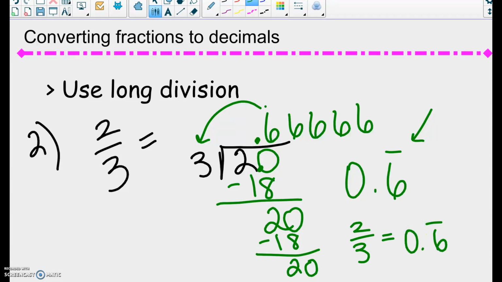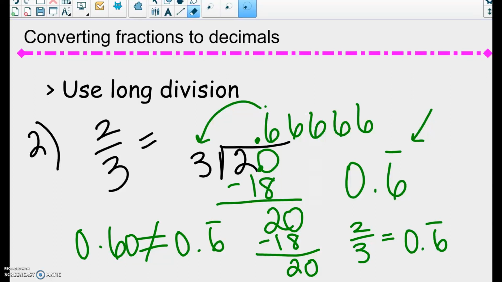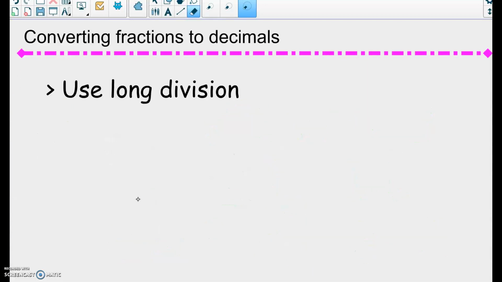Now it's really important that you put that symbol there because 0.6 is not the same thing as 0.6 repeating. 0.6 repeating is a bigger number because we have numbers after here. This is really 0.60. Okay, let's do one more. So we covered a terminating decimal and a repeating decimal.